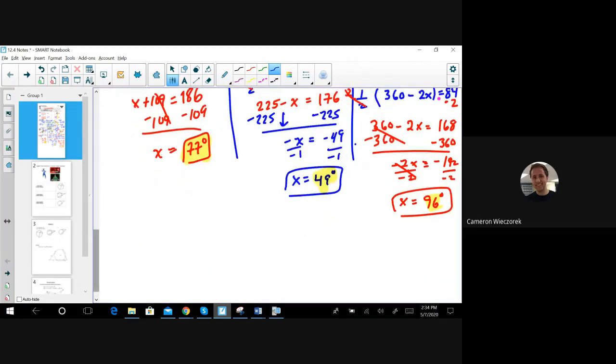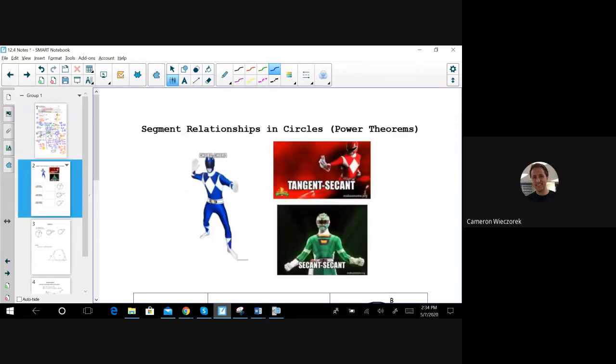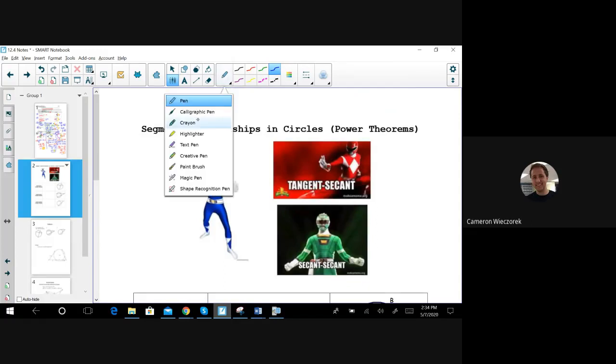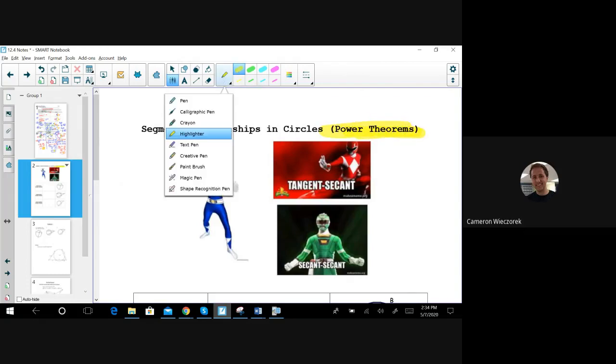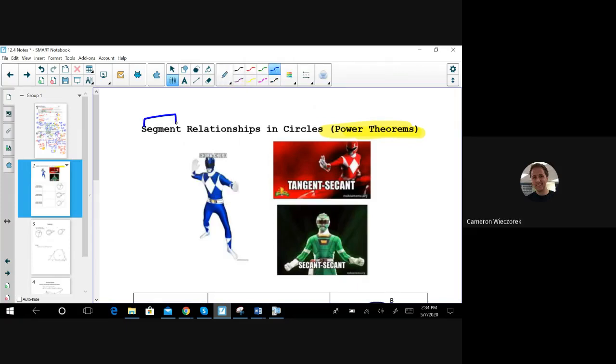All right, so now we're going to switch gears. So that's kind of it for, at least for right now, on angle measures and arc measures. I want to switch gears, and I want to look at the Power Rangers. Okay, why do I have pictures of Power Rangers? Because we're going to be talking about something called the power theorems. These theorems that we're going to talk about on this page are completely related to segment lengths. They have nothing to do with angle measures and arc measures anymore. We're looking at lengths of segments.